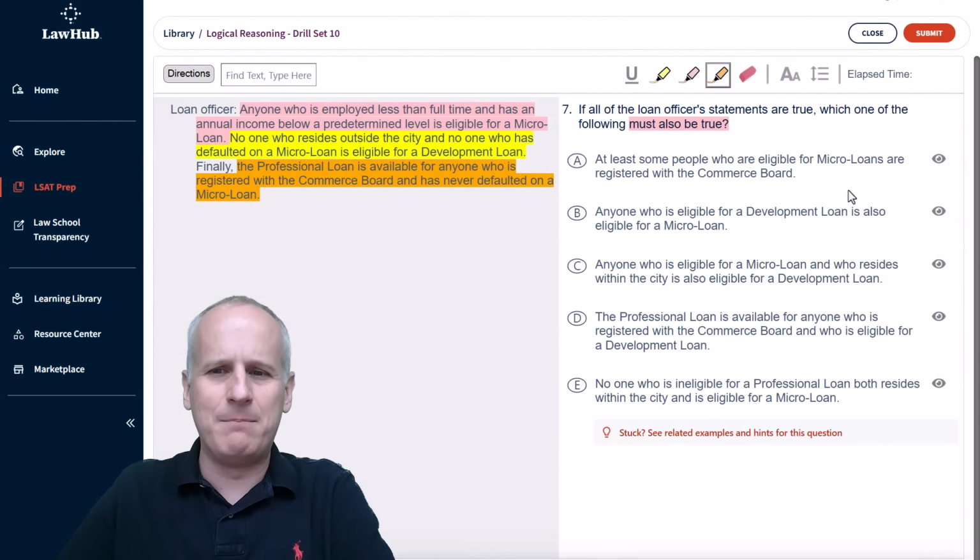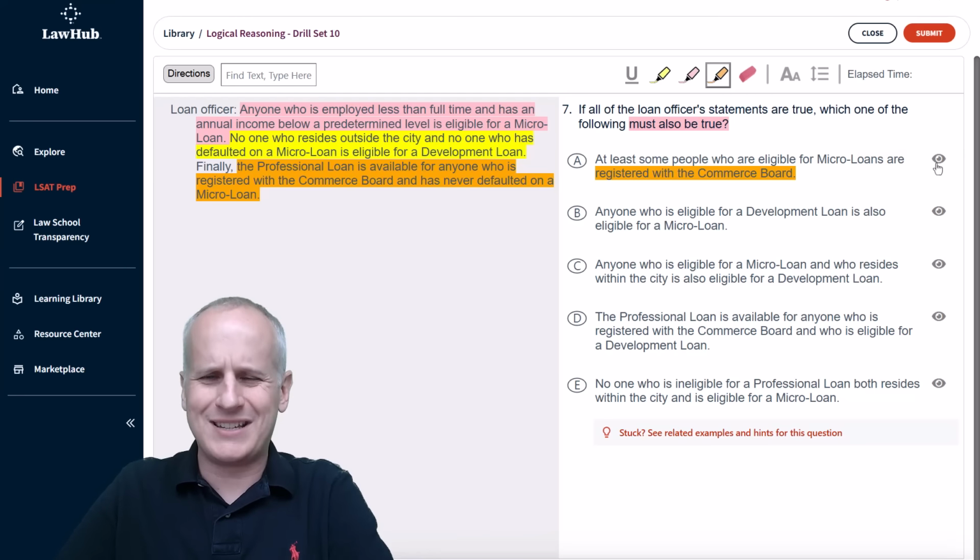So starting with choice A, at least some people who are eligible for microloans. Okay, so if you're eligible for a microloan, you're employed less than full time, you have a low annual income, basically, are registered with the Commerce Board. The Commerce Board is simply someone who's going to be part of a professional loan. We have no idea what would make someone be registered with the Commerce Board. So choice A is going to need additional information. We should be able to eliminate immediately choice A because we have no conditions for how you get registered with the Commerce Board.